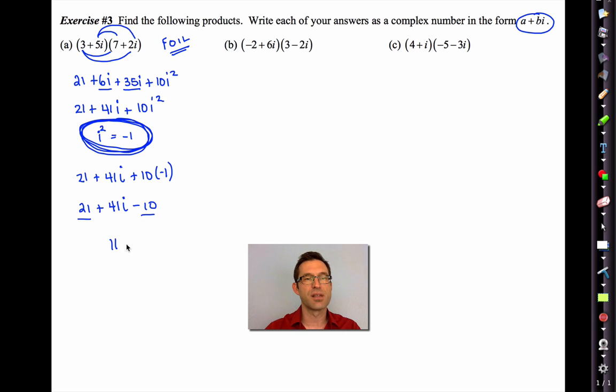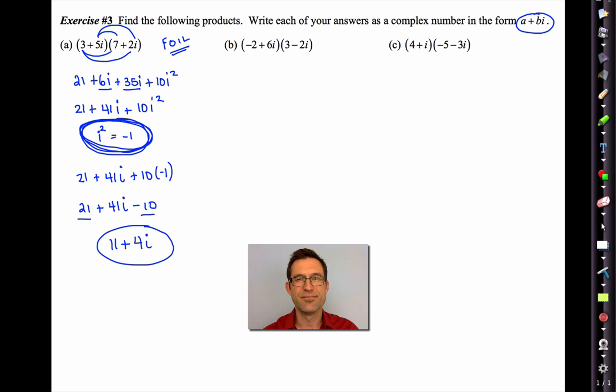21 minus 10 is 11, and I get 11 plus 41i. And it's a complex number. See, complex numbers don't have i squareds in them. They don't have i cubes, they don't have square roots of i. It's a plus bi or nothing else. So given that method, why don't you try B and C?